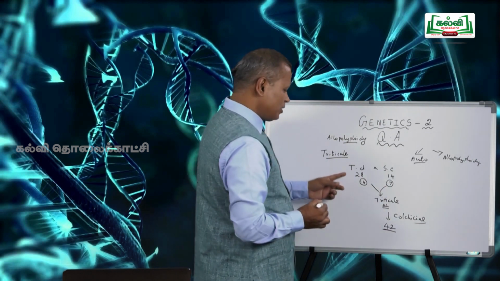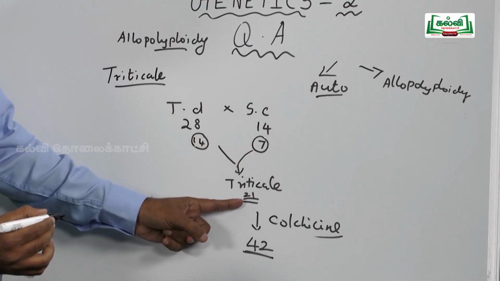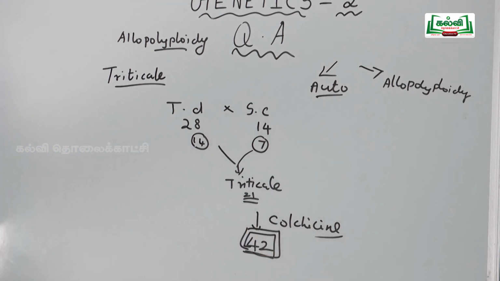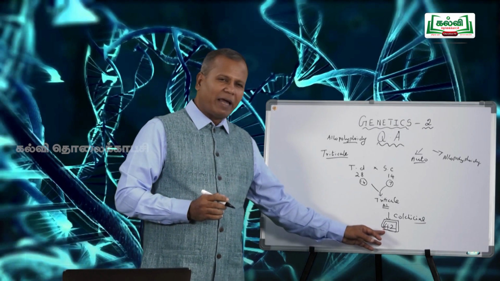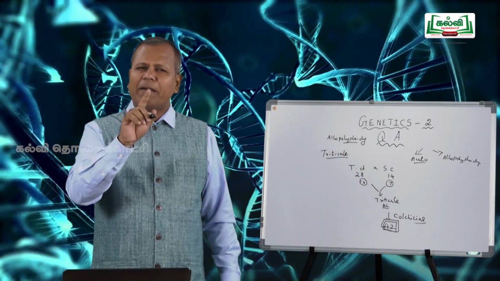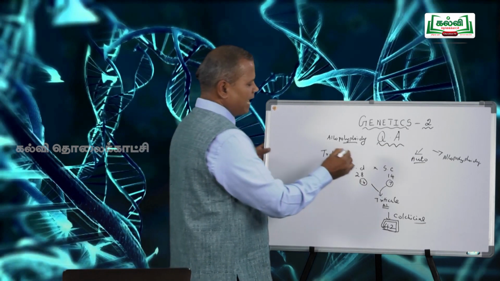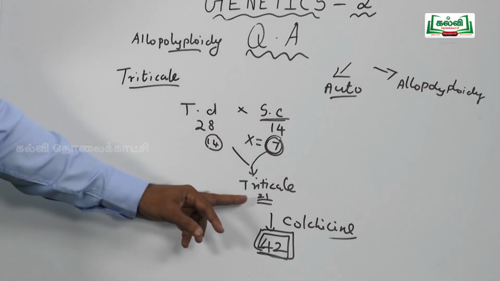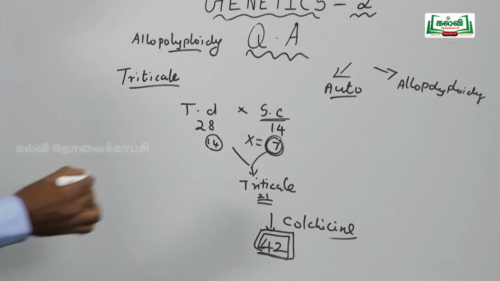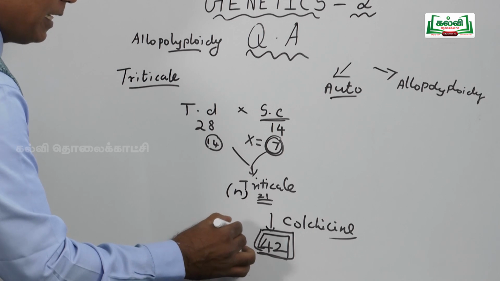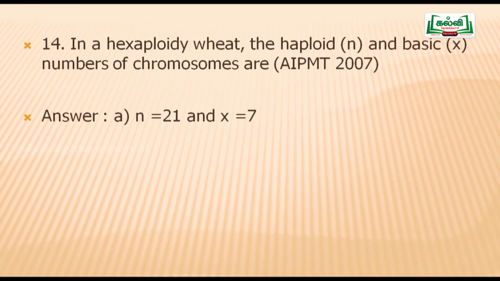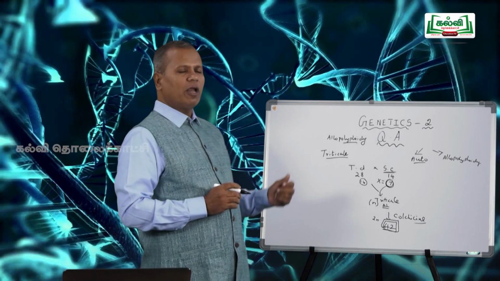So, your question: 28, 7, 21, 14 plus 7, 21, 42. It is a fertile triticale plant with 42 chromosomes. Now the question is, in a hexaploid wheat, the haploid N and the basic number of chromosomes are. Here this Secale cereale donates only 7 chromosomes, it represents X. Here this 21 triticale is doubled using colchicine, this represents N, and this represents 2N. So the correct answer for question number 14 is option A, N is equal to 21 and X is equal to 7. This triticale is a very good example for allopolyploidy.